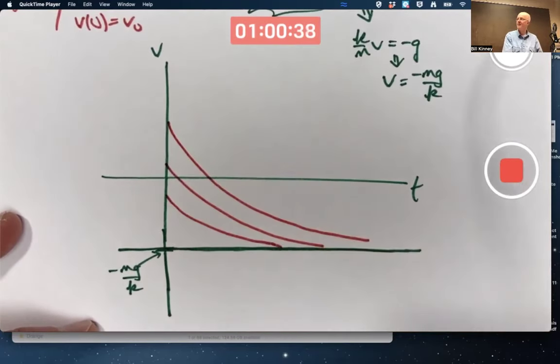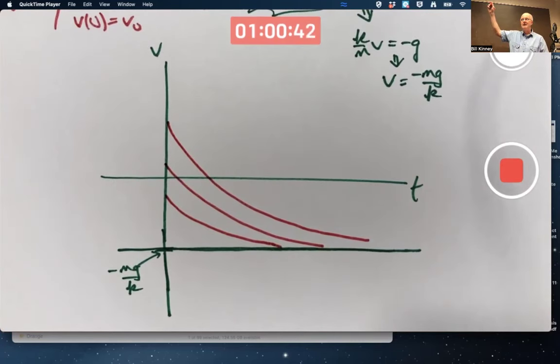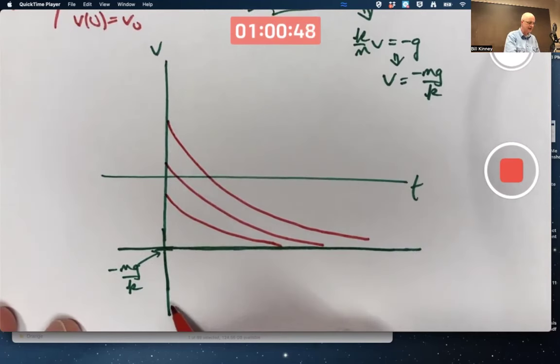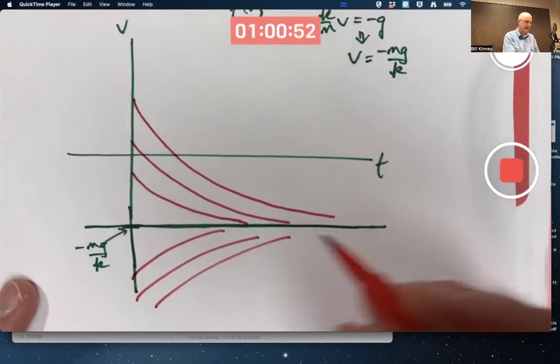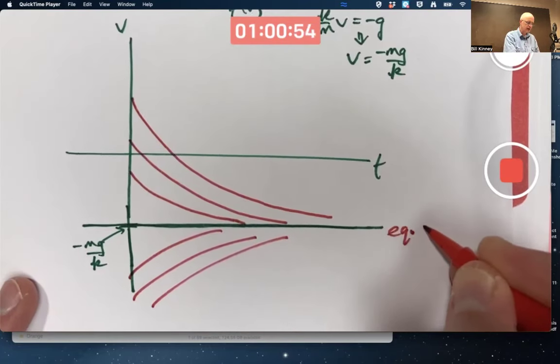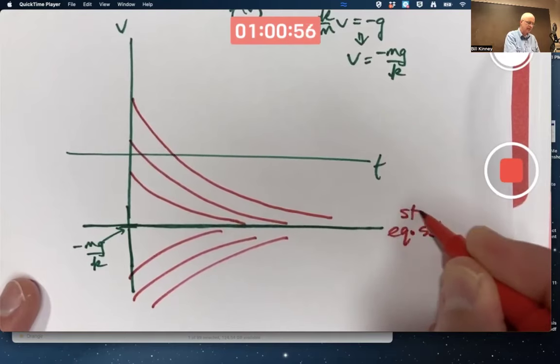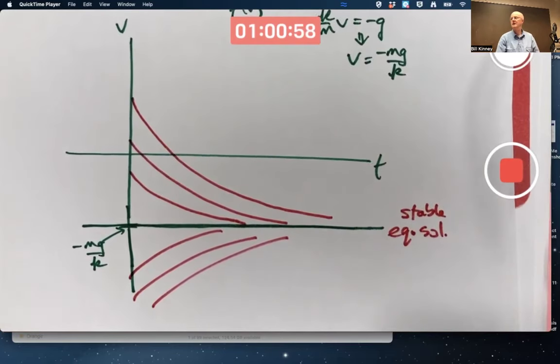That's different than what happened when there was no air resistance. When there was no air resistance, the velocity graph was a straight line. With air resistance, it's not a straight line. It's got to approach the equilibrium solution, which in fact is a stable equilibrium solution at negative mg over k.